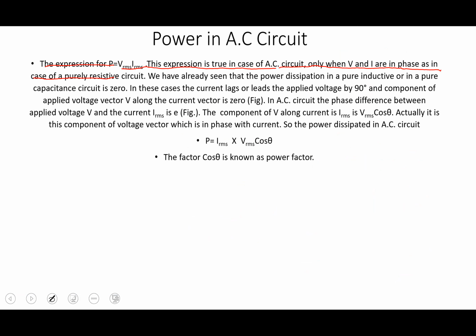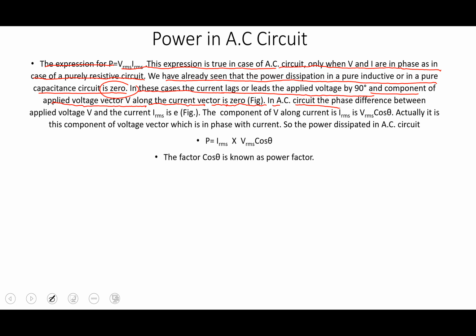In the case of the purely resistive circuit, which was the first one, we have already seen the power dissipation. For the pure inductive and pure capacitive circuit, it is 0. That means they were canceling each other out. In these cases, the current lags or leads the applied voltage by 90 degrees, and the component of the voltage vector along the current vector goes to 0.